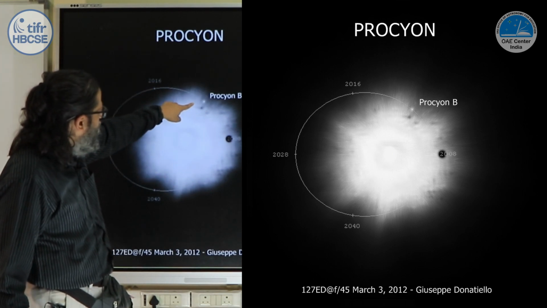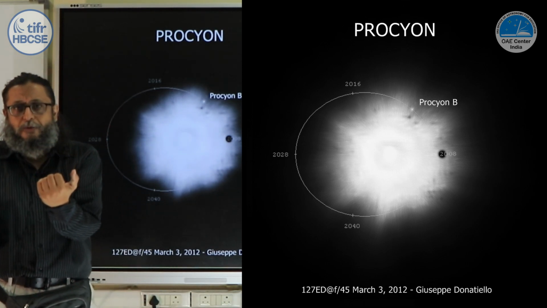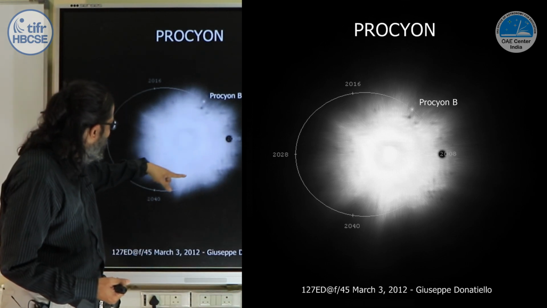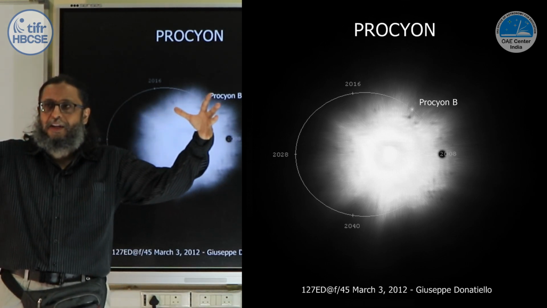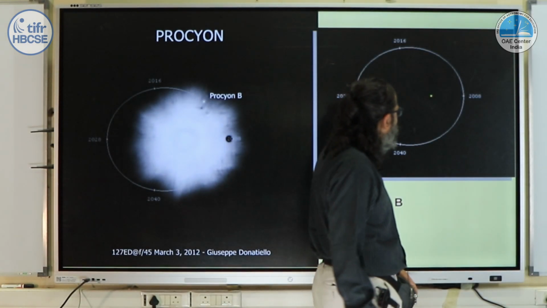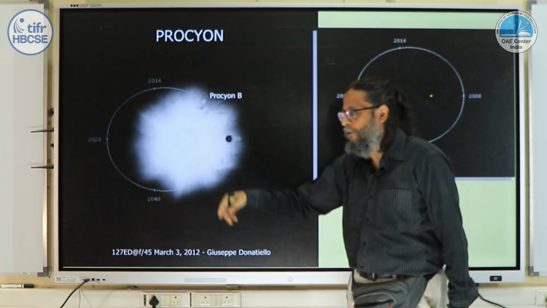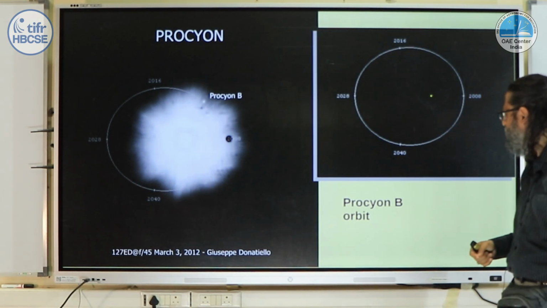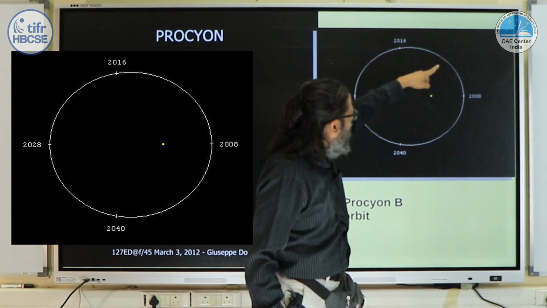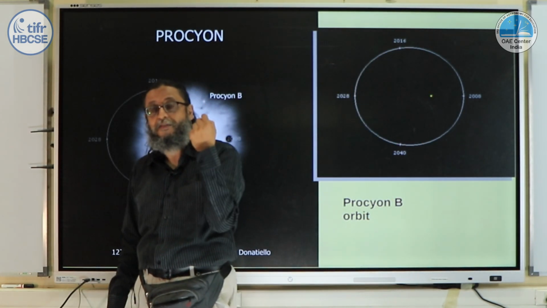Okay, to see Procyon B, we have to reduce the threshold of observation for Procyon A, and hence this object appears so blurred and huge. Now if you just remove this object out here and take the center of mass of the system, then you can see that this is the center of mass of the system, and this is the orbit of Procyon B, very precisely measured.